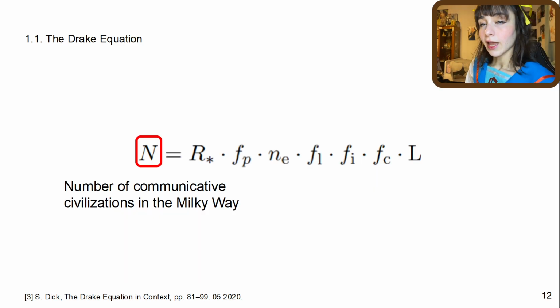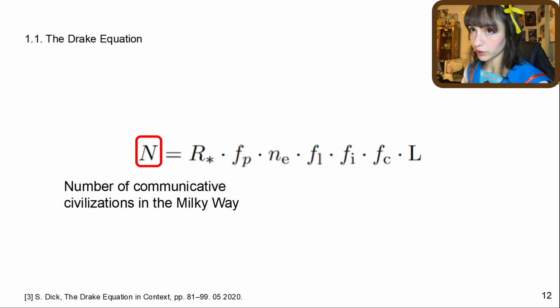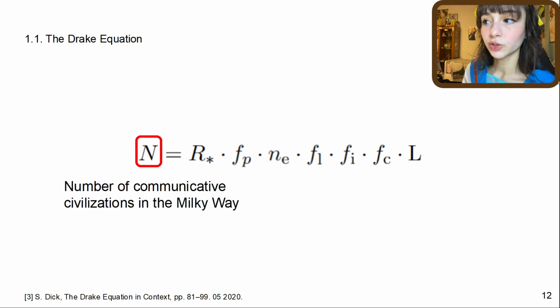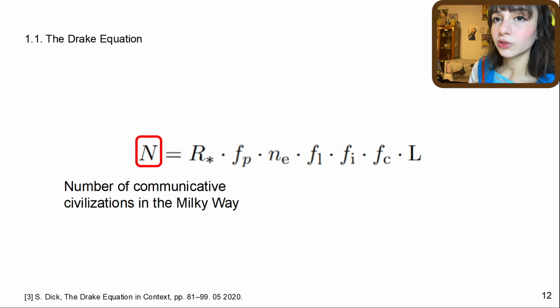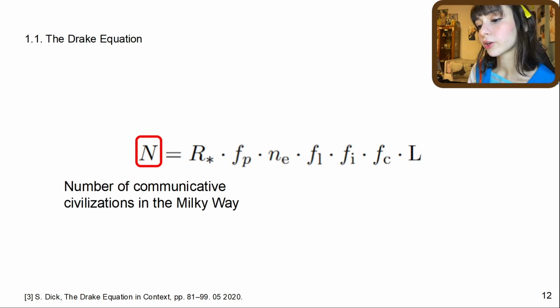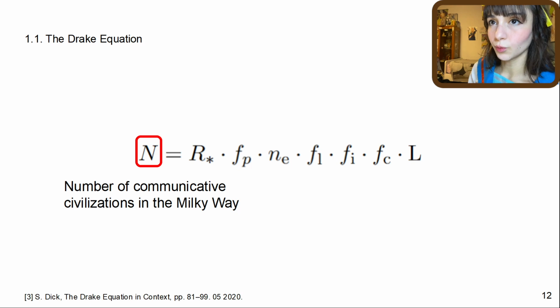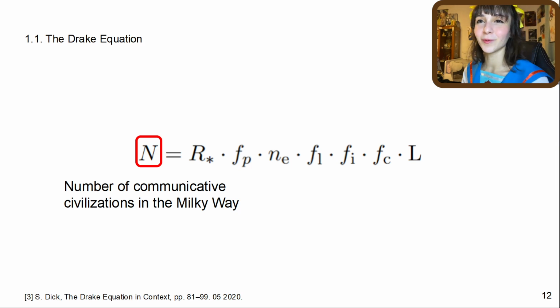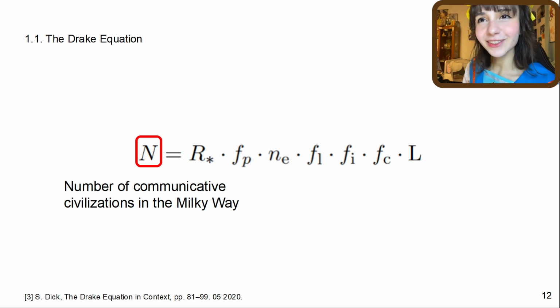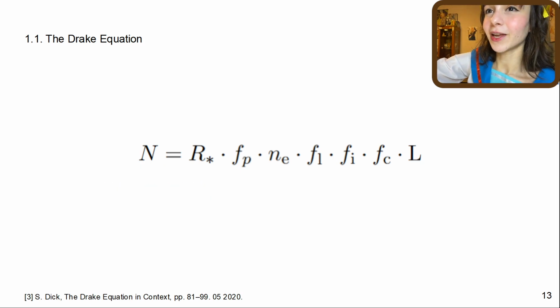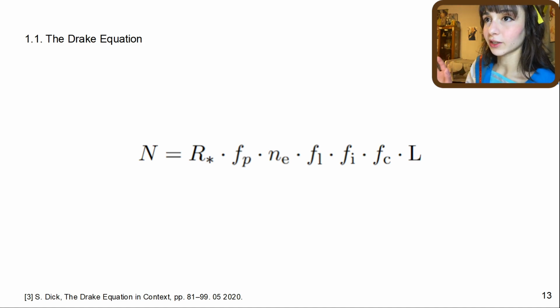So, N is the number of communicative civilizations there are in the Milky Way. So this is what Frank Drake wanted to talk about. How many civilizations are there in the Milky Way that could communicate with humans, basically, is what he's proposing. So he's a little bit like Haruhi. This is something Haruhi would certainly think about. And he basically split this up into a few different factors.